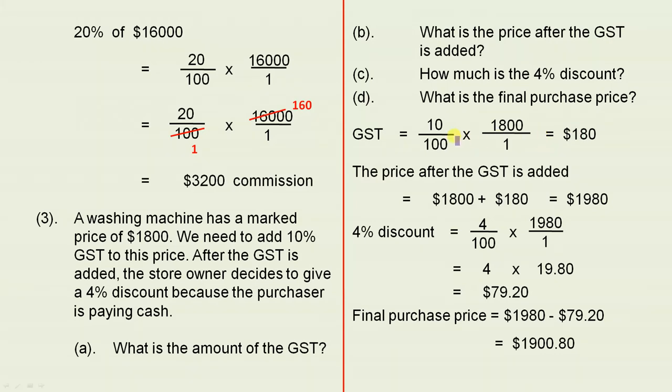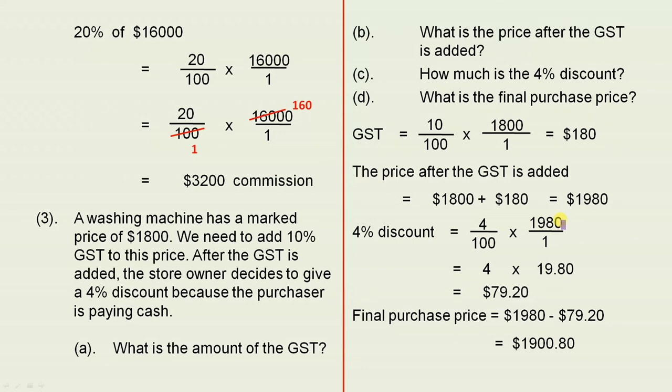So for the GST, that's 10%, which is 10 over 100 times 1,800 over 1. That's a very straightforward working out. I haven't done the cancelling. You can quite easily do that, and you'll find that it's $180. The price after the GST is added is 1,800 plus 180. That gives us $1,980.